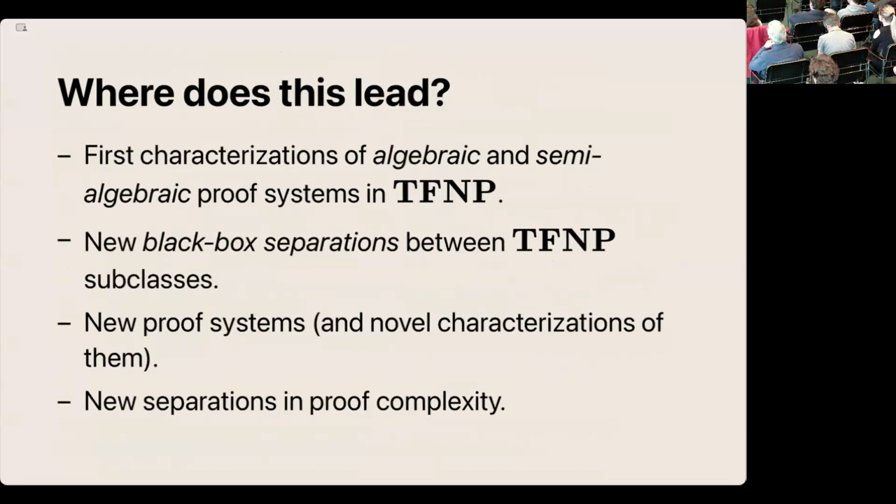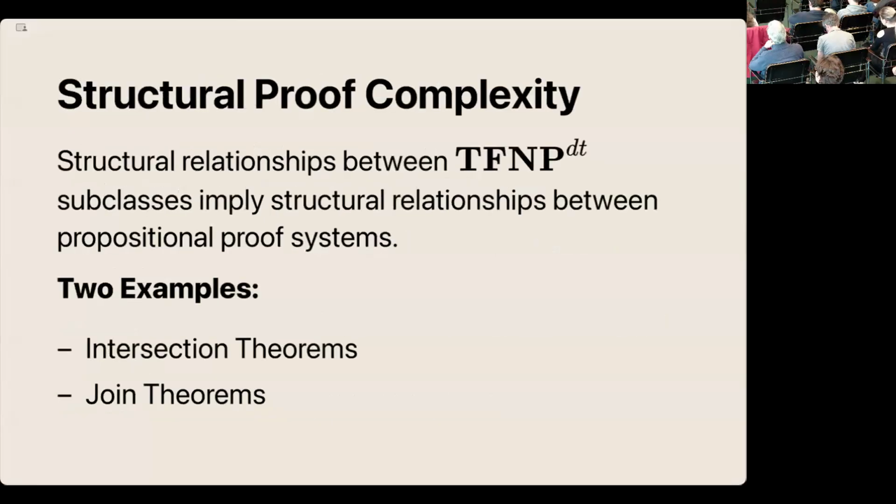So where does this lead? Well, in particular, it leads to characterizations of algebraic and semi-algebraic systems. We get new black box separations, and we also are going to get new proof systems and new separations of proof complexity. What's also interesting is that some new stuff that's come out of studying this is what I'm going to call structural proof complexity. We learn new structural relationships between proof systems that weren't obvious before. So I'm going to hopefully have time to give a couple of examples.